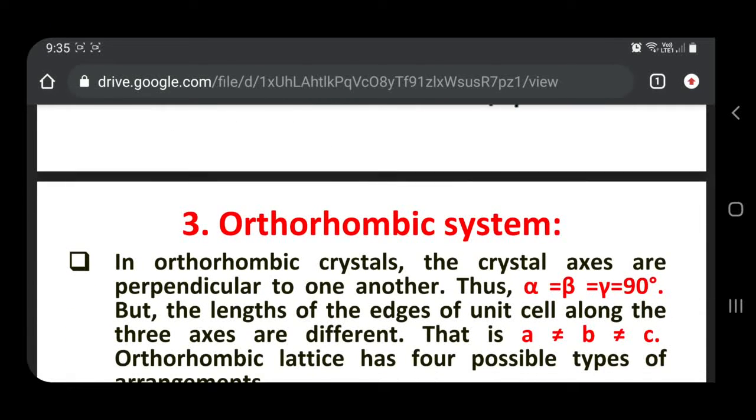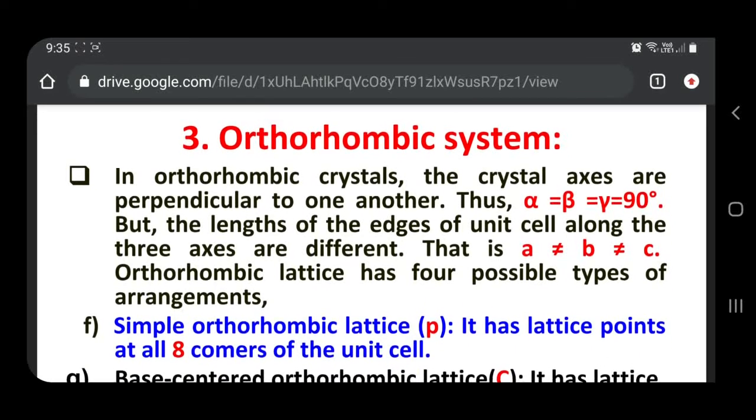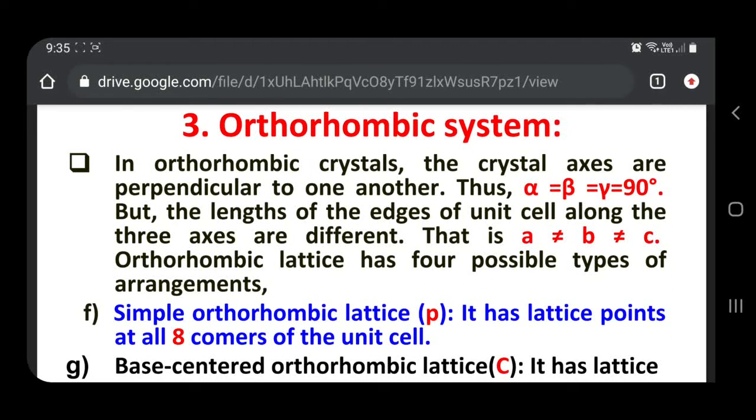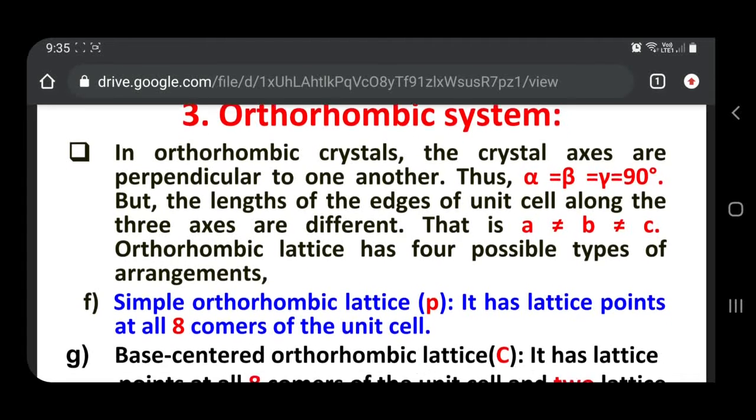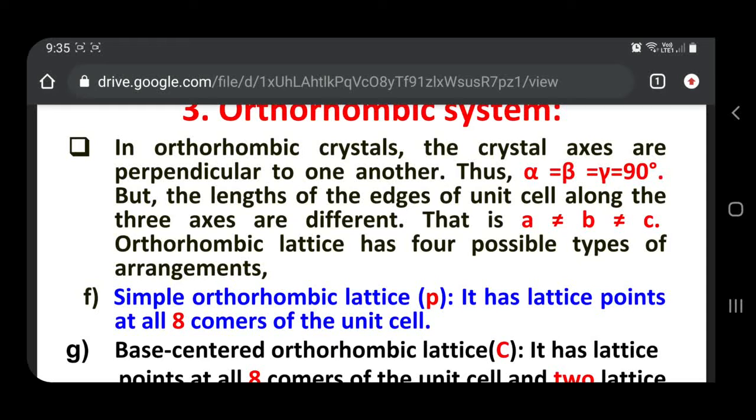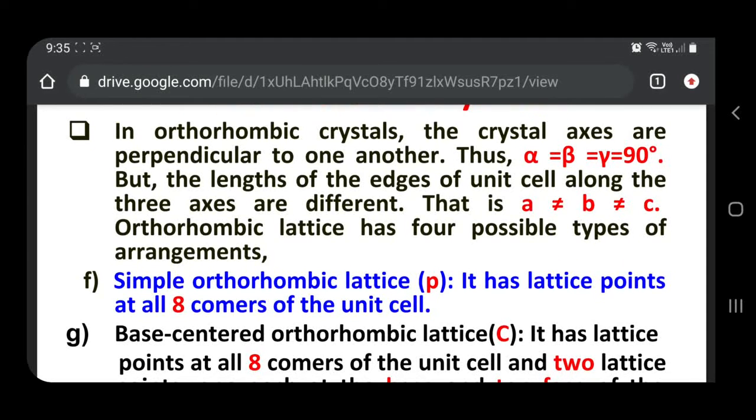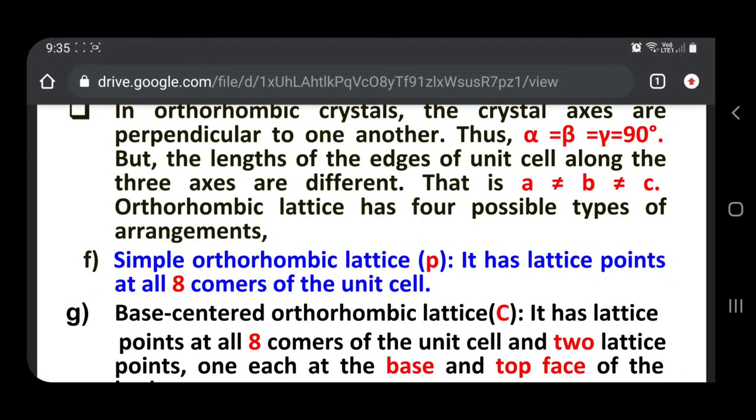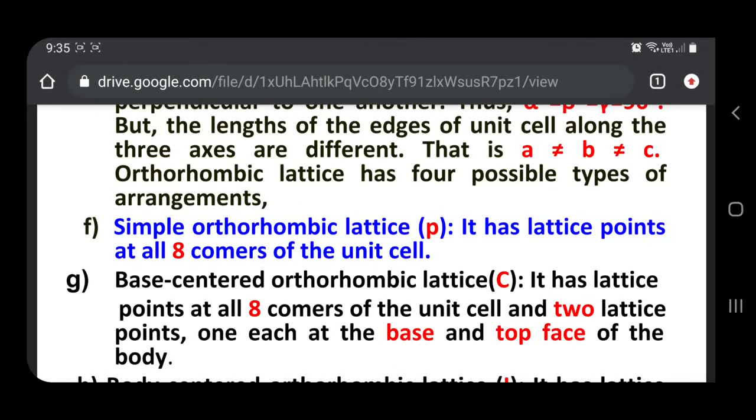And coming to the third system, orthorhombic system. In orthorhombic crystals, the crystal axes, that is the edges of the unit cell, are perpendicular to one another. Again, all the three interfacial angles are equal to one another and each is equal to 90 degree, but the lengths of the edges of the unit cell along the three axes are different. That is, A is not equal to B and that is not equal to C.